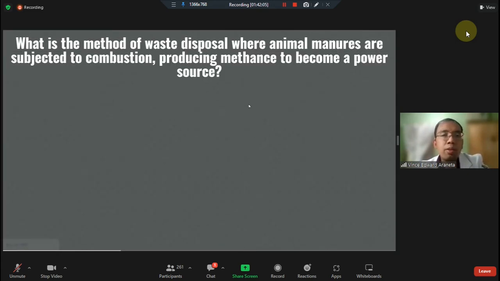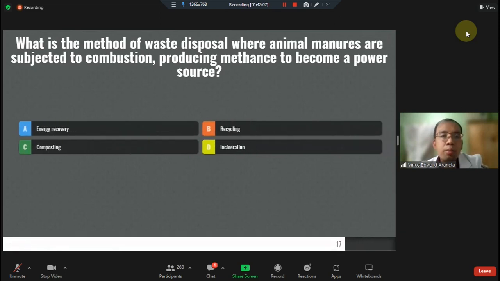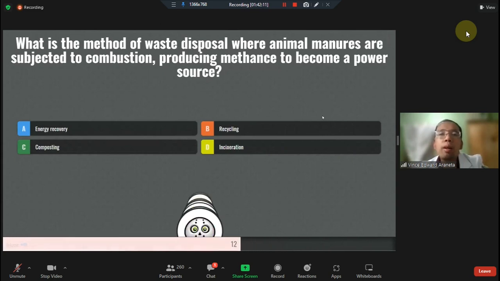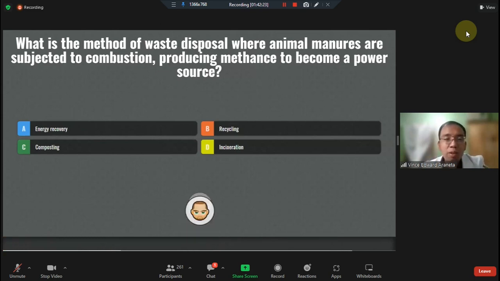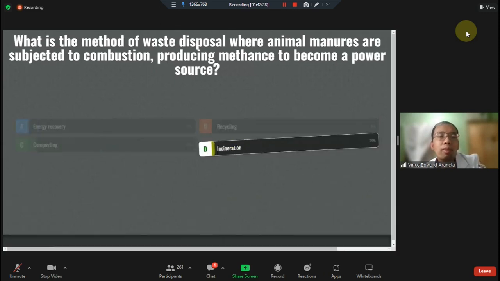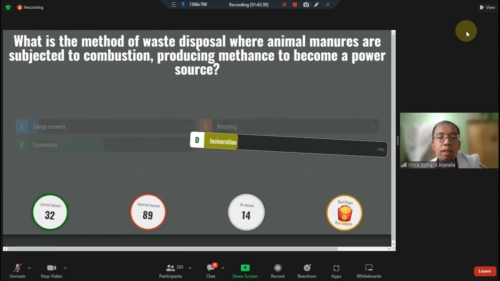What is the method of waste disposal wherein animal manures are subjected to combustion, producing methane, to become a power source? Sometimes you just have to analyze the choices and you can get the answer. Of course, which of the resources involved with burning? It's easy to answer. Incineration. Subjected to combustion, that's your clue.